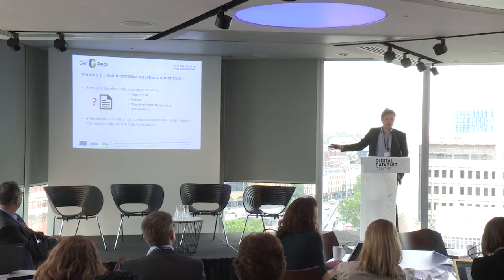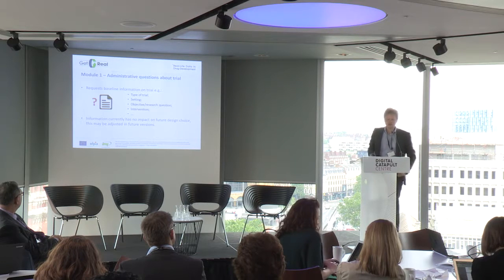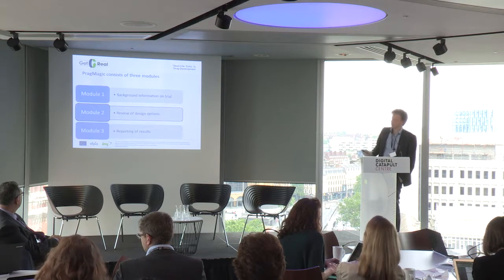So module 1, as I said, will request baseline information on the trial that is currently being discussed. So that could be what is the type of trial, what's the setting, the country in which it will be conducted, what are the objectives, what type of intervention is it, etc. So we will be collecting this information, and currently we are also looking at to what extent this background information will have implications for the choices that will be made later on in the tool. So for example, if you say that it is an orphan drug, that can have implications for certain design options, of course. So that's really the first part.